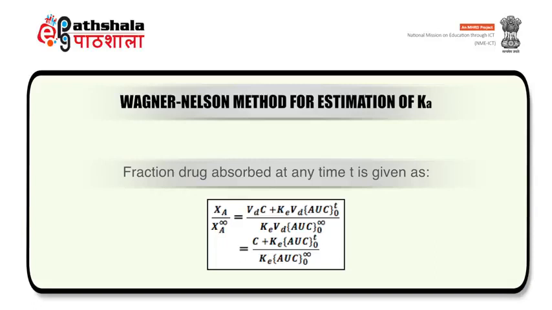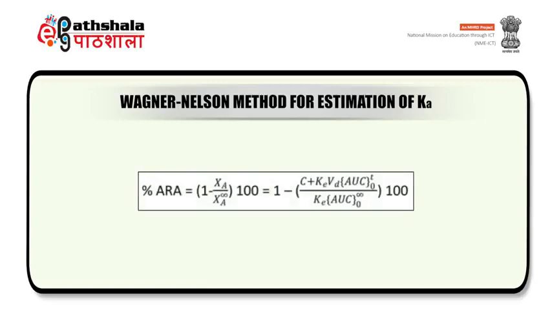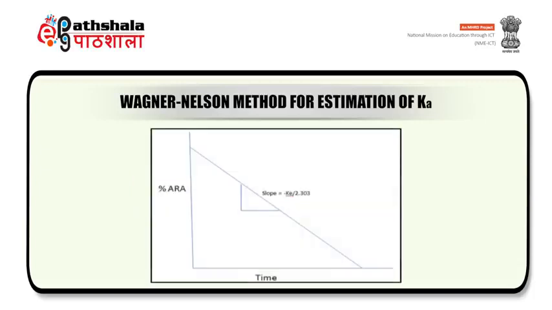The percentage of drug unabsorbed at any time is given by percentage ARA, amount remaining to be absorbed, which is equal to 1 minus Xa over Xa infinity into 100, which is equal to 1 minus C plus Ke Vd AUC 0 to t upon Ke AUC 0 to infinity into 100. So when we plot percentage ARA against time on semi-logarithmic graph paper, the Wagner-Nelson method is applied. We get a slope which is equal to Ke by 2.303.